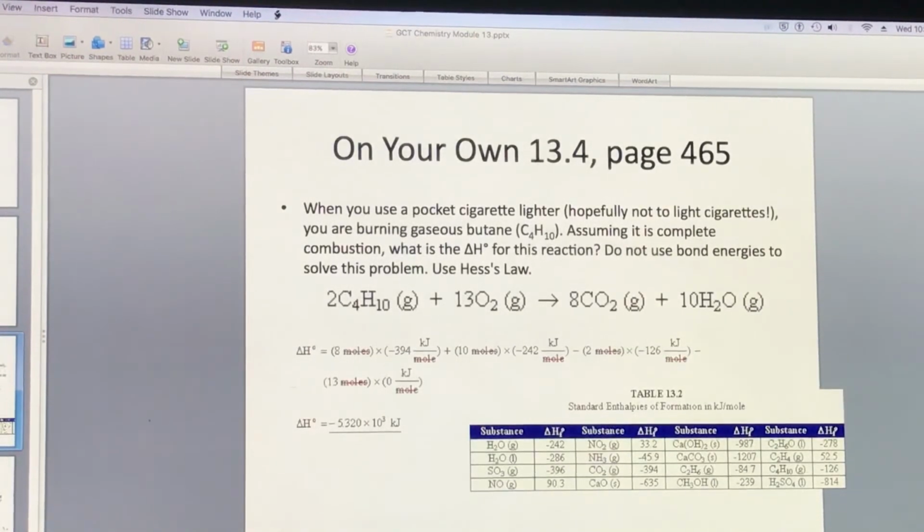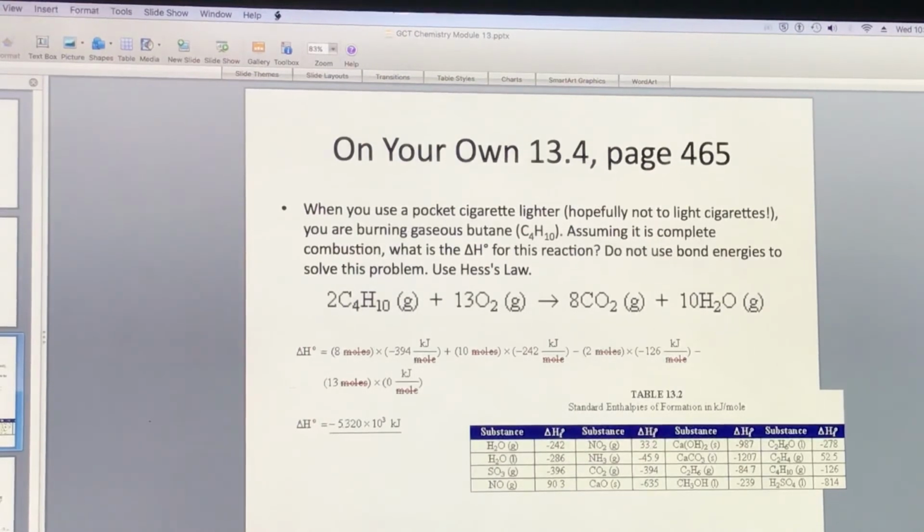All right, we've got 2 more very similar problems. We're looking at On Your Own 13.4, page 465. It says, when you use a pocket cigarette lighter, hopefully not to light cigarettes, you are burning gaseous butane, which is C4H10. Assuming it is complete combustion, what's the delta H at standard conditions for this reaction? Do not use bond energies. As tempted as you are to solve this problem, use Hess's law.